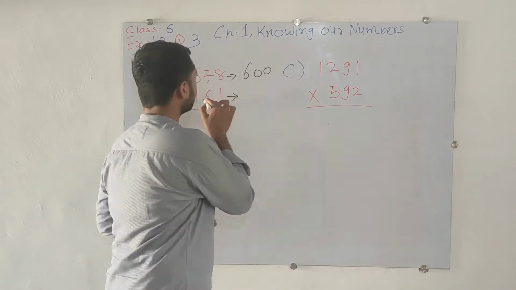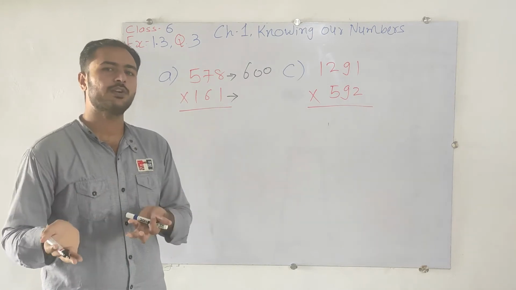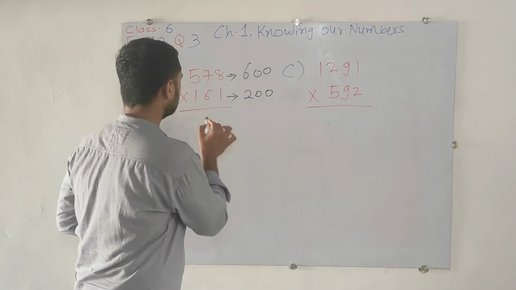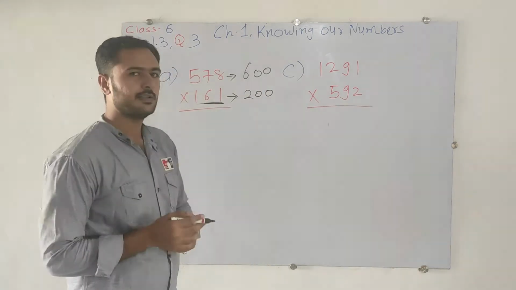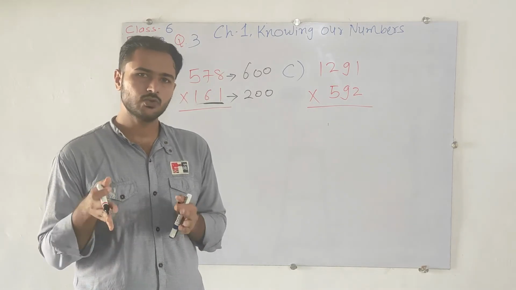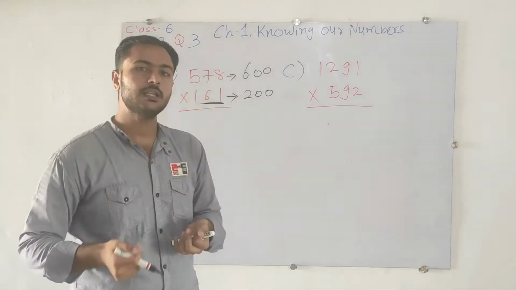The next number is 161. That is again nearby to 100 or 200. Of course, 200. How? Because we will see these two numbers, 61. 61 is nearby to 100 or 200. That is nearby to 200. It means we will move towards the 2.